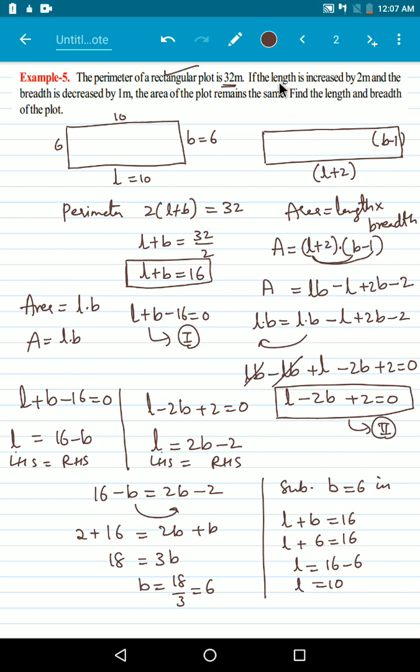Okay, if length is increased by 2 meters, now see here, original length is 10, now it will be 12 because it is increased by 2, and breadth is decreased by 1. Original breadth is 6, it is decreased now by 1, so it will be 5. So the area, see, 12 into 5, the area of this will be 60. What is the area originally? Length into breadth, 10 into 6, this is also 60. So see, area is not changing, hence our answer is correct. Length is equal to 10 and breadth is equal to 6.